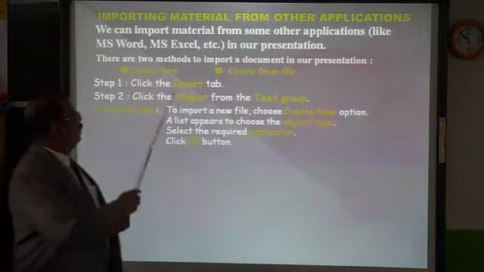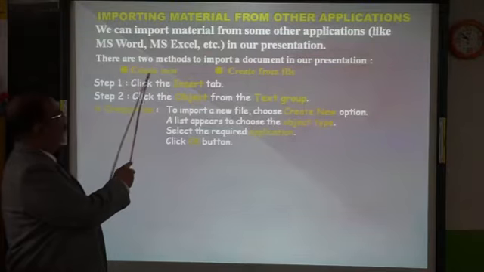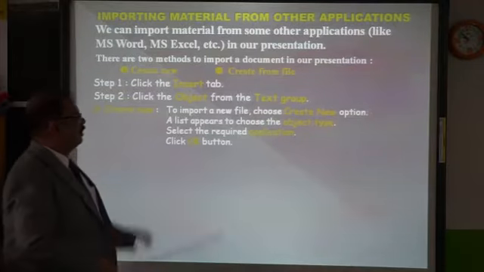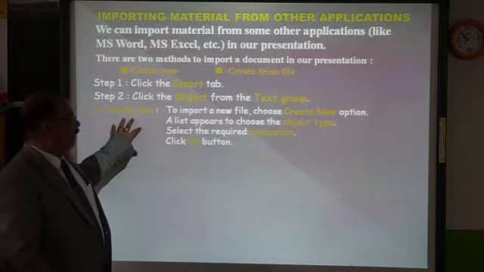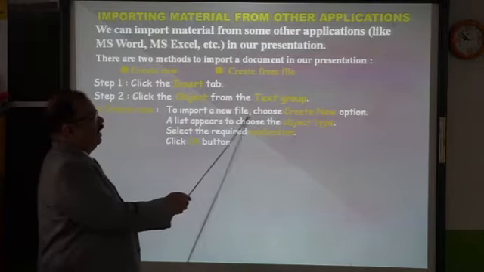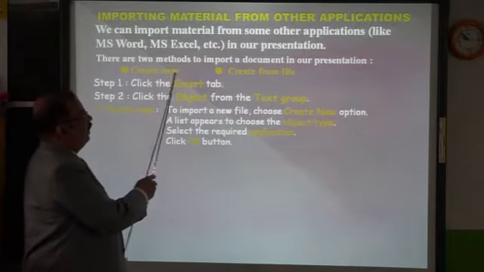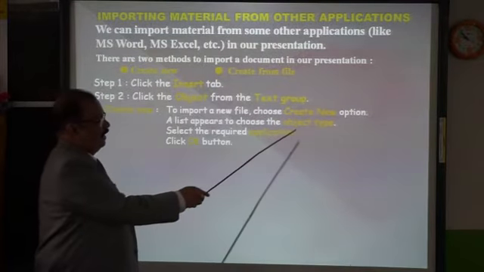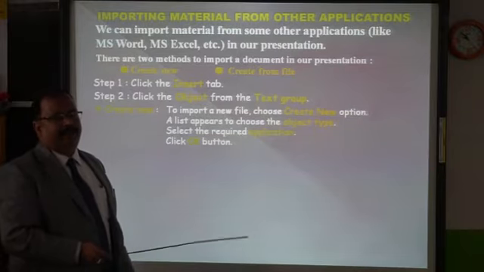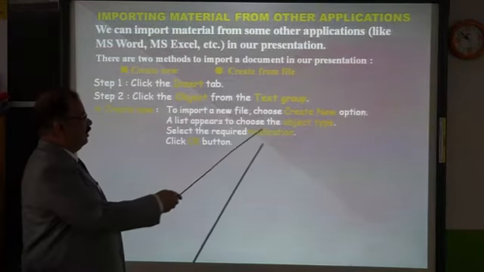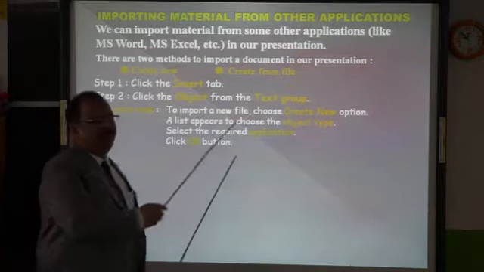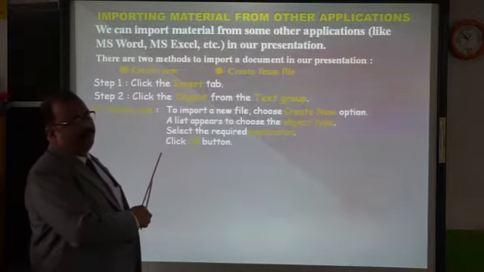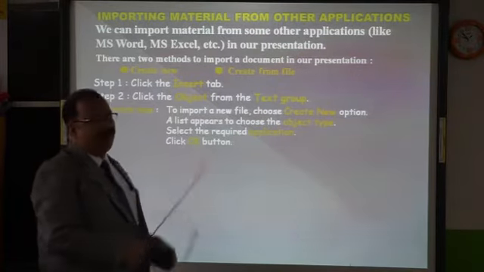Now as I told you earlier, there are two ways, two methods. Either you create new or else you get it from the existing files. Suppose if you want to create a new file, what will you do? To import a new file, choose the create new option. A list appears to choose the object type. One list will be there. Now which type of object you want to insert, that you have to do. Now select the required application, which software you want. MS Excel, MS Word, whatever it is. And then once you have done everything, click the OK button.